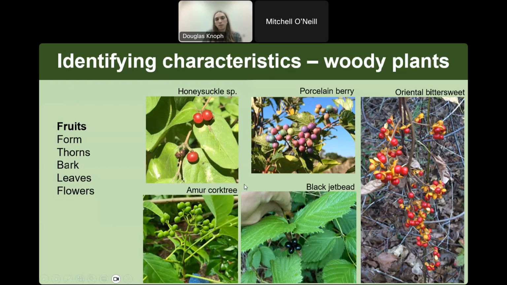Color is also very distinct for some of these. Black jet bead, obviously a very dark, striking black color. Porcelain berry has a lot of variation to the color, where it can be a light blue to a dark purple. And then things like oriental bittersweet are very striking against a brown backdrop, as these fruits will remain on the plant throughout the fall and into the winter, where they'll be that sharp color contrast from the brown of the other dead plant material around them, as well as those bright fruit capsules around them, the bright yellow color.